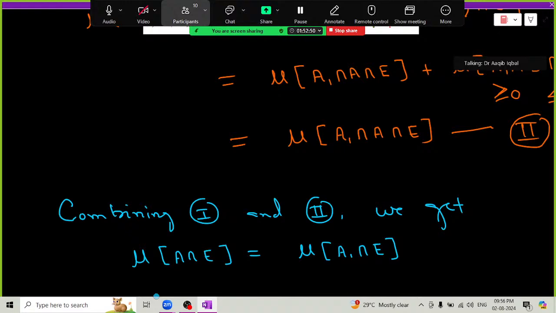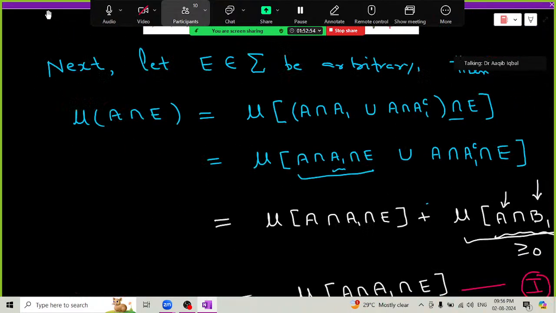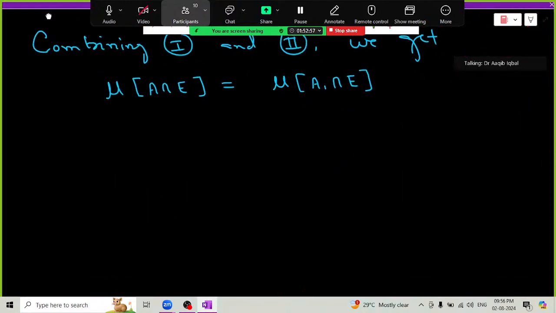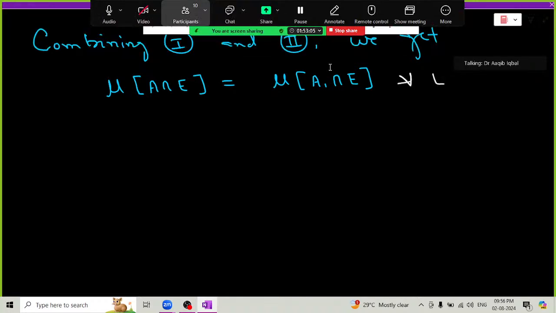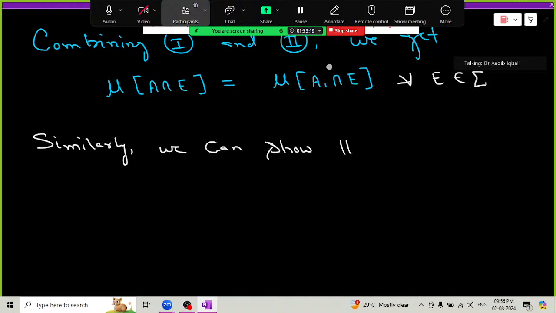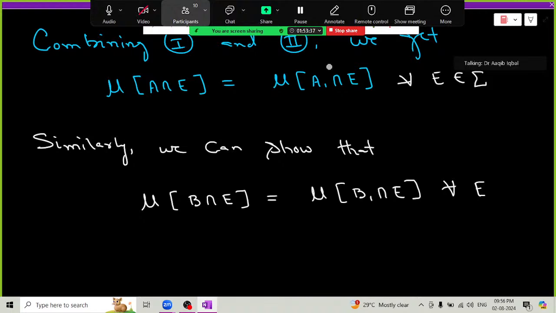Now similarly you can show the other part also, because it is similar, so I will not do it. And here the E that you saw was chosen arbitrarily, so this must be true for all the E's in sigma algebra. Now similarly, exactly like this, we can show that mu of B intersected with E is same as mu of B1 intersected with E, and this is true for all the E's in capital sigma. Exactly like this you can do this too.